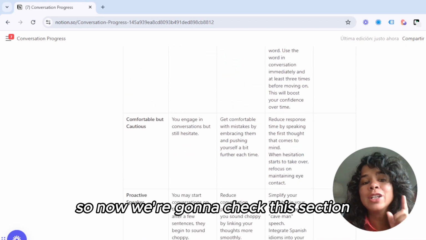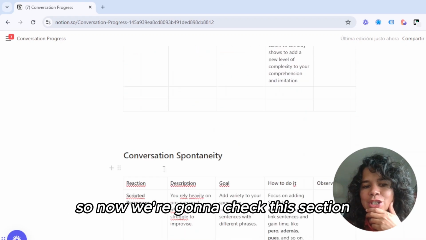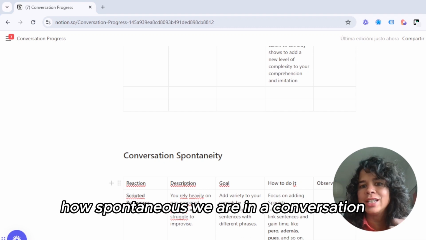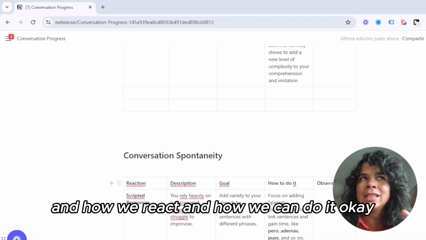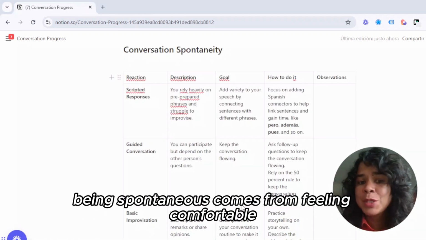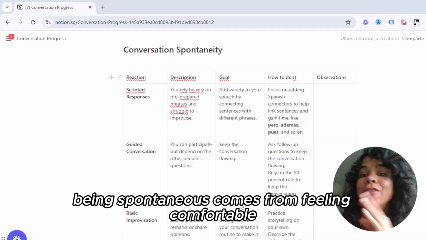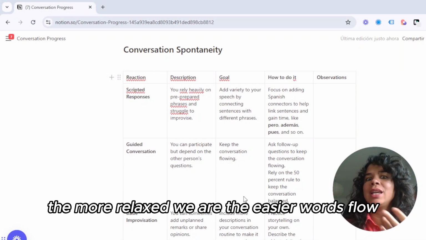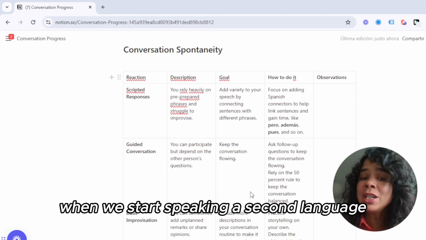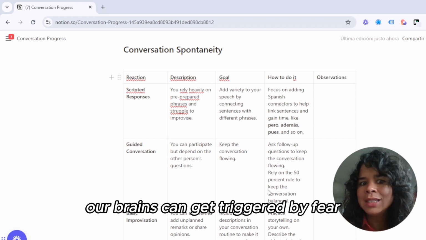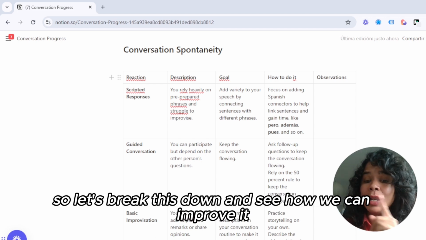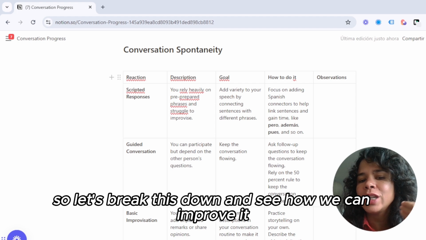So now we're gonna check this section, the conversation spontaneity, how spontaneous we are in a conversation and how we react and how we can do it, okay? Being spontaneous comes from feeling comfortable in your own Spanish skin. The more relaxed we are, the easier words flow. When we start speaking a second language, our brain can get triggered by fear, which messes with our flow and makes us sound choppy. So let's break this down and see how we can improve it.